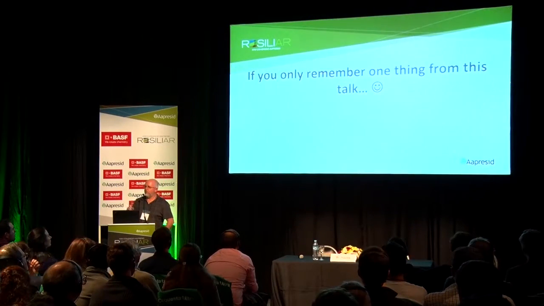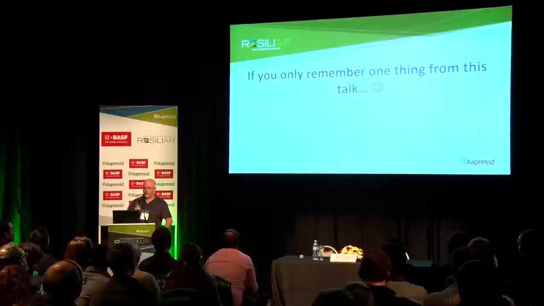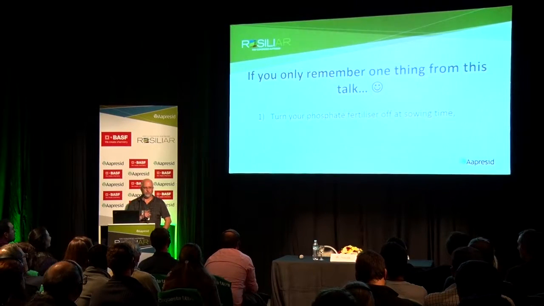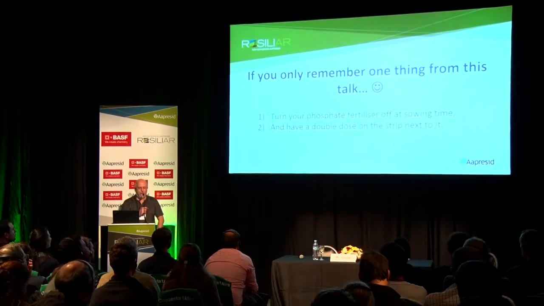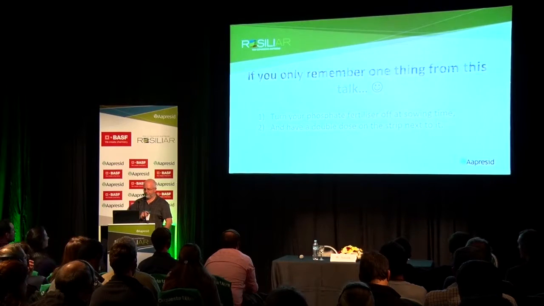So if you only remember one thing from today, I want you to remember this: turn your phosphate fertiliser off at seeding time. This is the number one way of learning what's wrong with your plants. Turn the phosphate fertiliser off. And, of course, have a double dose. And I'll explain why in a minute.